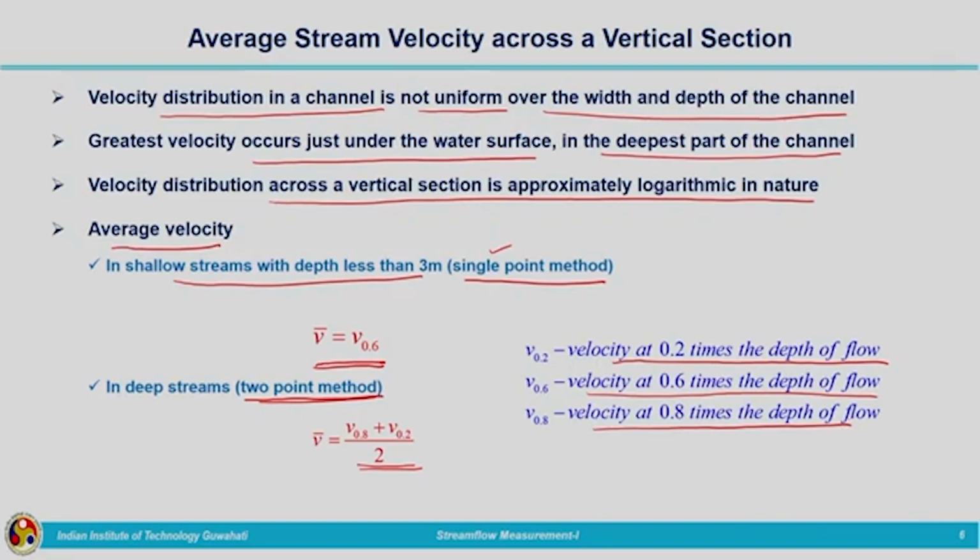So, in shallow streams we will be measuring the velocity at a single point, that is velocity at 0.6 times the depth of the stream. And in the case of deeper streams, we will be measuring the velocity at 2 points, that is at 0.2 times the depth of the stream and also 0.8 times the depth of the stream. The velocities will be measured. The average of these 2 velocities is considered as the average velocity of the stream.